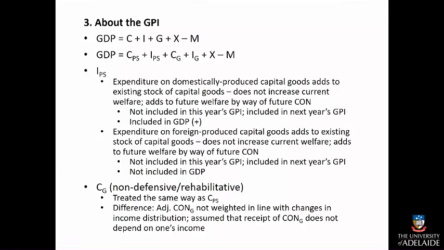Expenditure on foreign produced capital goods adds to existing stock of capital goods, just like domestically produced capital goods. Does not increase current welfare for the same reason, adds to future welfare by way of future consumption. So it's not going to be included in this year's GPI, but it's going to be included in next year's GPI. It's not included in GDP at all because they're imports. They're not produced here.